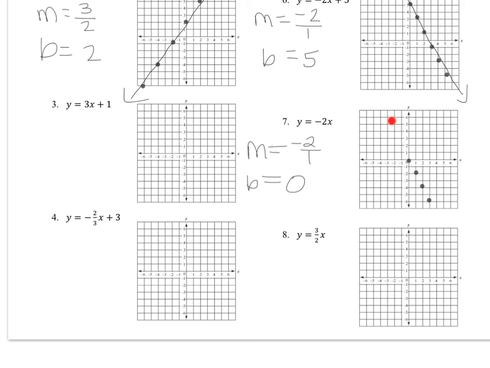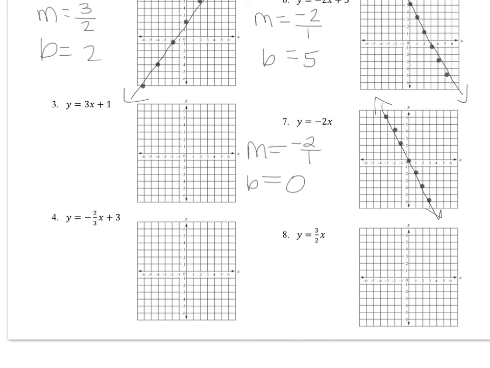So if I want to go up here, plot points up in this general area, instead of going down and to the right, I'm going to go up and to the left. So I'm going to go up 2 and to the left 1 and plot a point. Up 2 and to the left 1 and plot a point. Up 2 and to the left 1 and plot a point. And, oh my gosh, that looks terrible. And we're going to do the best that we can.